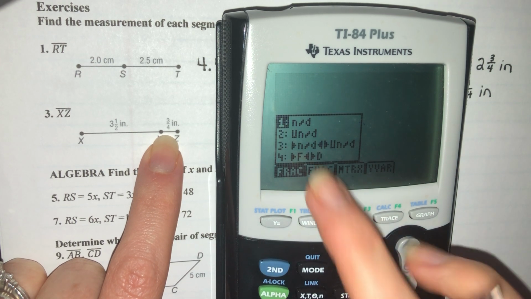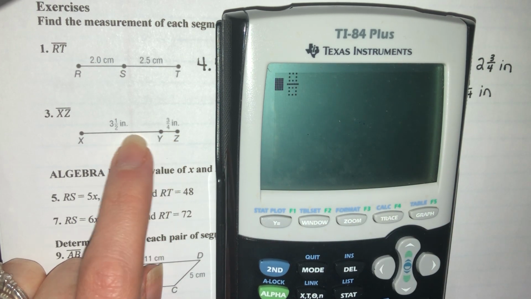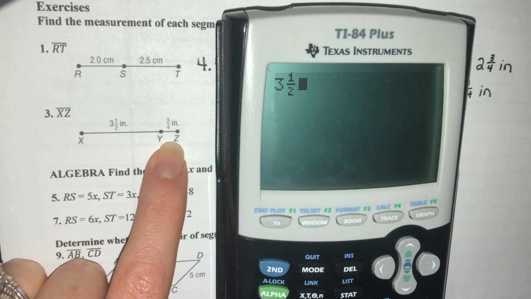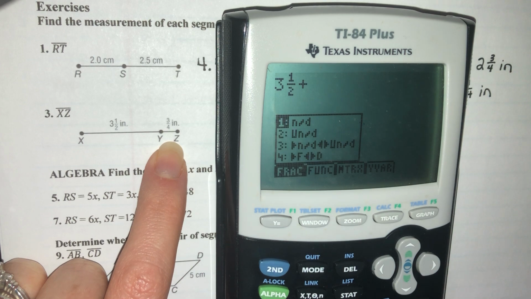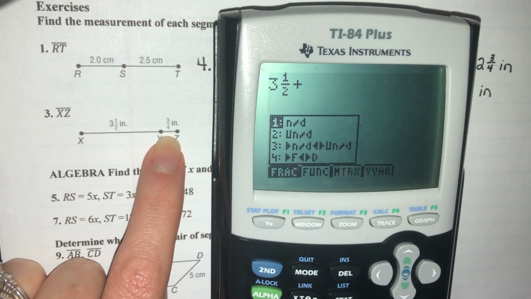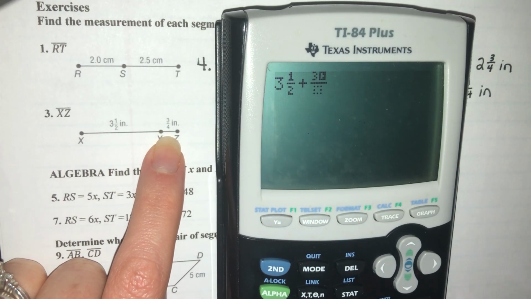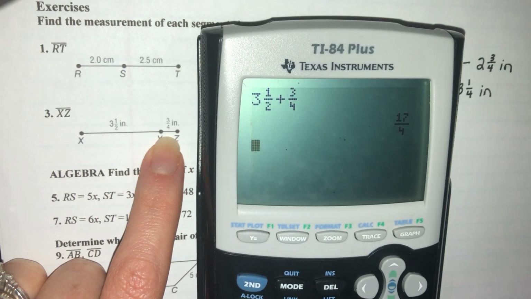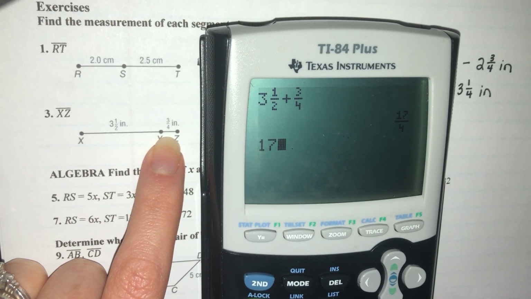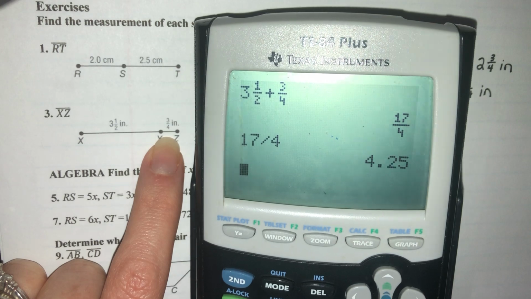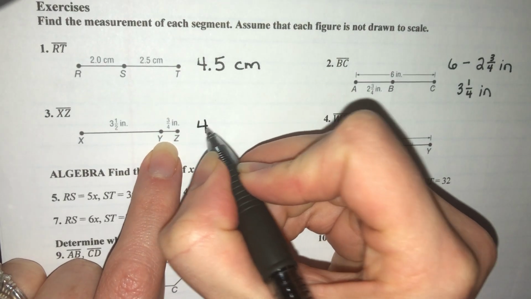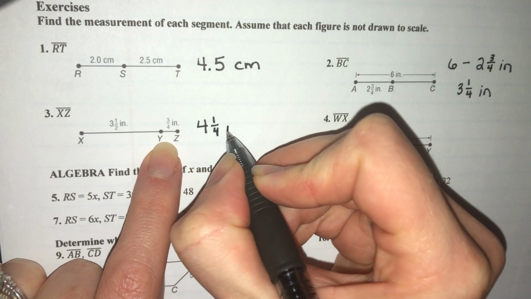Alpha y equals, option 2 will give you your mixed number, 3 1/2, and then you can go plus alpha y equals option 1 for numerator over denominator with no units digit, 3/4, and enter. That gives us 17/4, which is a fine answer. As a decimal, that would be 4.25, or 4 1/4 as a mixed number. All of those are equivalent. Any is fine.